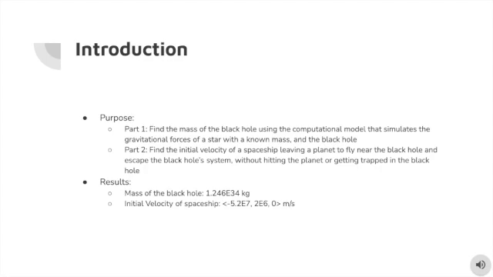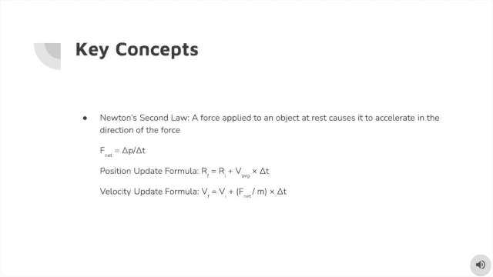The preliminary results of this lab resulted in the mass of the black hole being 1.246 times 10 to the 34th kilograms, and the initial velocity of the spaceship being negative 5.2 times 10 to the 7th in the x direction, 2 times 10 to the 6th in the y direction, and 0 in the z direction, meters per second.